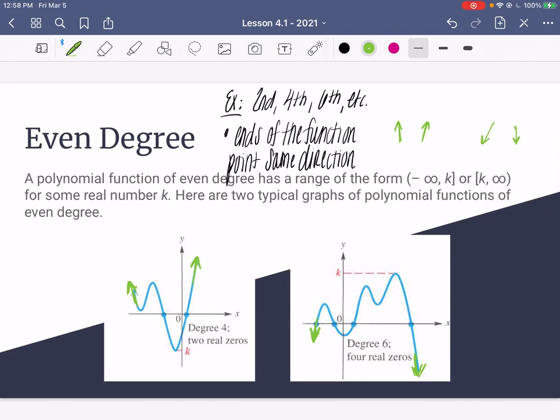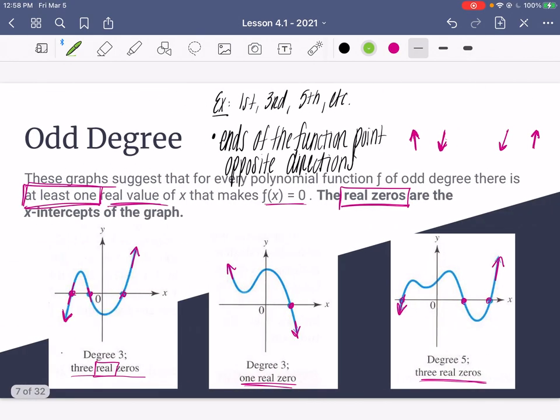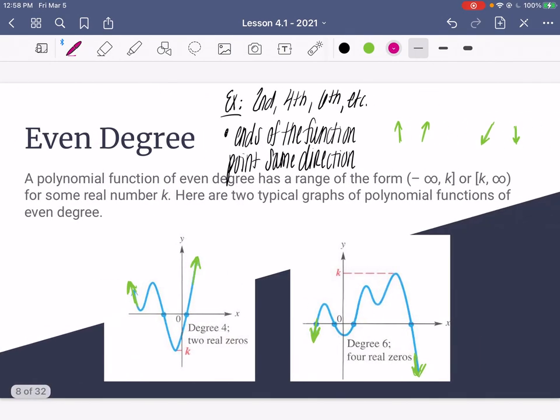And just the names of these, even versus odd, can hopefully help you guys think of that. Even meaning the ends of the function, or if you look to the far left and to the right, they're evenly going to both point in the same direction, versus odd, they're pointing opposite. Odd, I always think, if this helps you guys, odd, I think opposite. Okay?